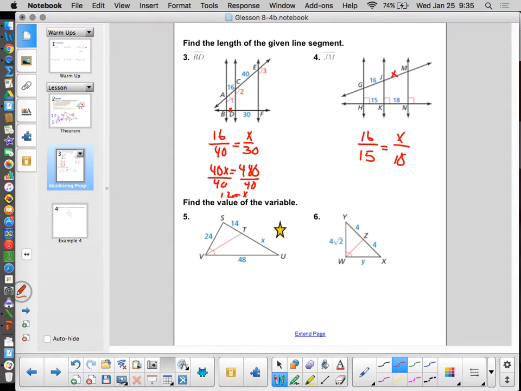I think I'm going to do this. Hold on. Here we go. 16 times 18. Okay. Divide that by 15. In the end, I get 19.2, or 19 1/5, or if you just want to leave it as a fraction, it's 96/5.